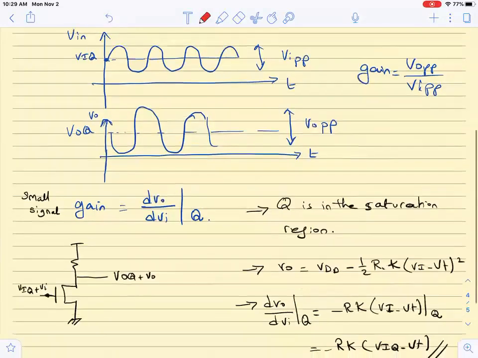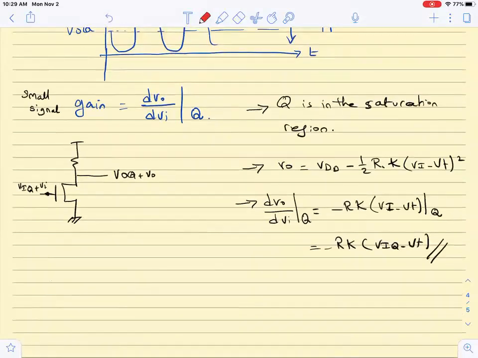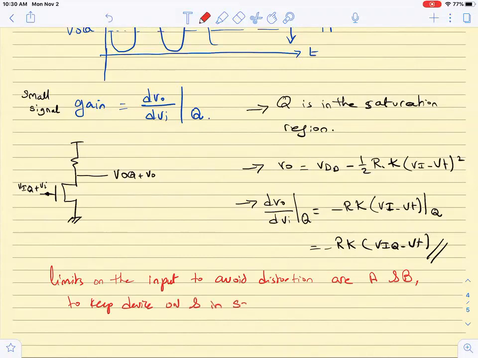Okay, so the limits on the input, to maintain proper operation and avoid distortion, are points A and B, to keep it in saturation. Because in the linear region the gain flattens and the current weakens.